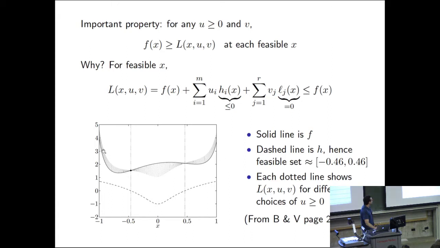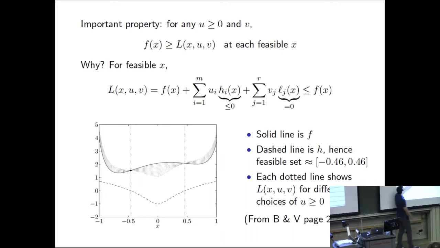Suppose our minimization problem is minimize f, which is this solid line, subject to this one function h, which is drawn as a dotted line, being less than or equal to 0. If I cut the graph of the function h, the feasible set, the set of all x for which it's less than or equal to 0, is this interval between these dotted lines. So it's roughly minus 0.5 to 0.5. I want to minimize f over this interval.